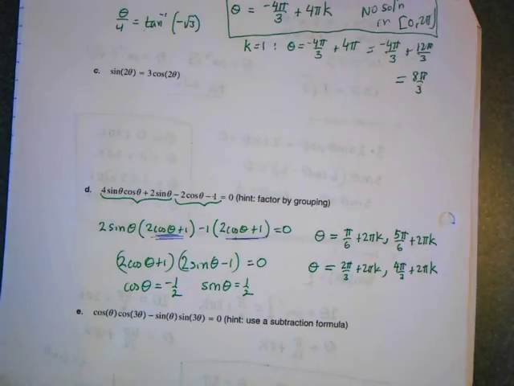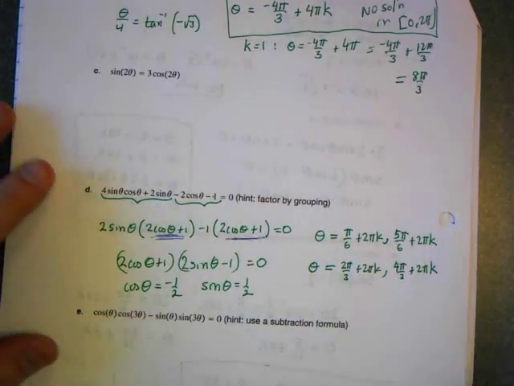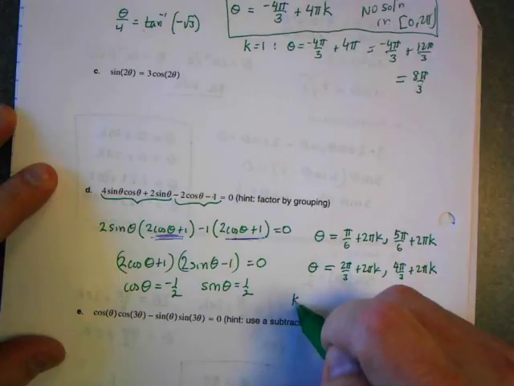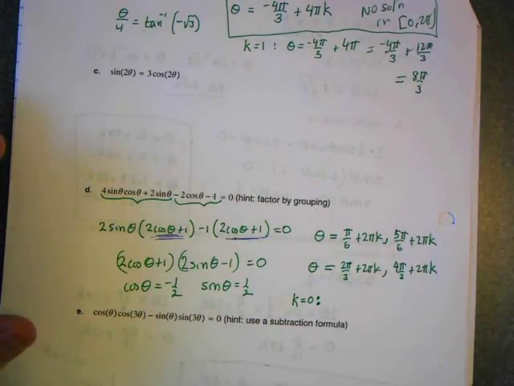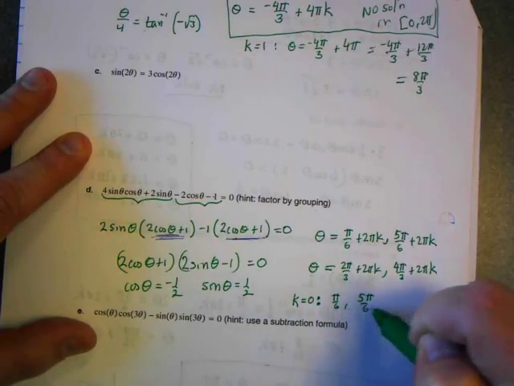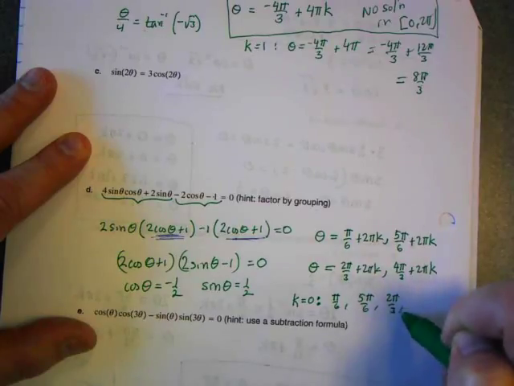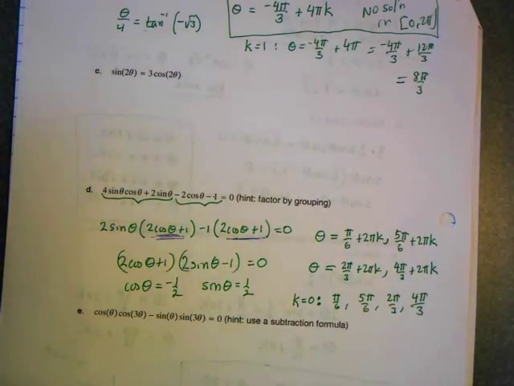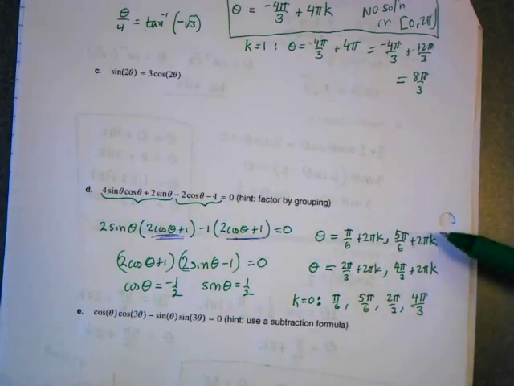It looked a little scary, but we're getting really good at these pi/3 things now at this point in our life, I hope. All right, so to get the answers between 0 and 2 pi, I'm going to use k equals 0. If I plug in k equals 0, I get pi/6, 5 pi/6, 2 pi/3, and 4 pi/3. And I think that's it. What's wrong with using k equals 1? I would be adding 2 pi to all of those, so they're all going to be bigger than 2 pi. So this time we only have to use k equals 0.